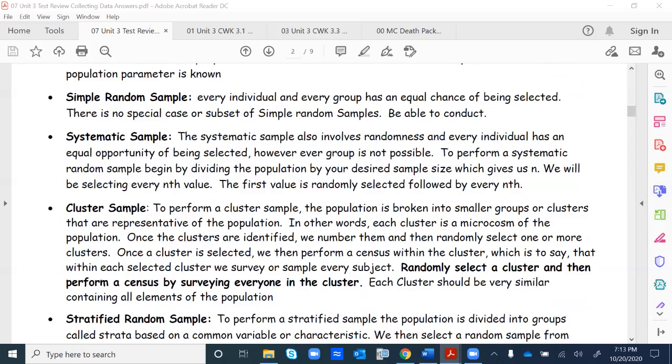The simple random sample. This is the basic of all samples. And whenever I see it, I think of one thing: put everyone's name in a hat and mix.